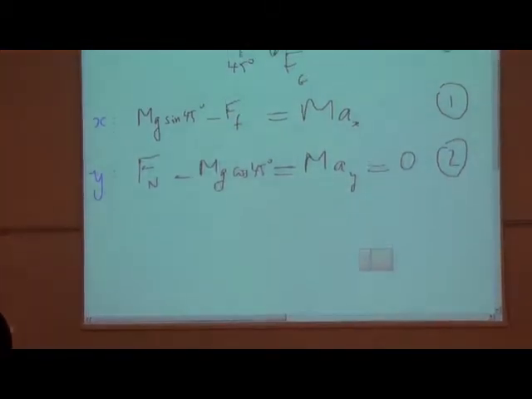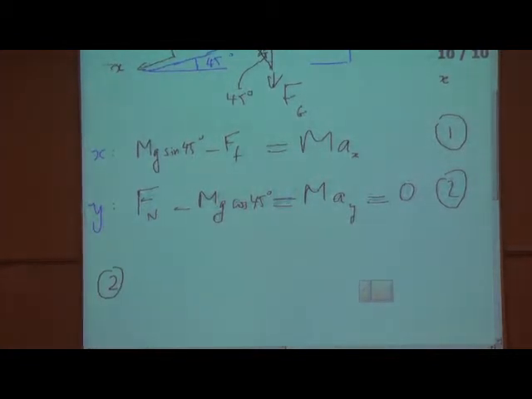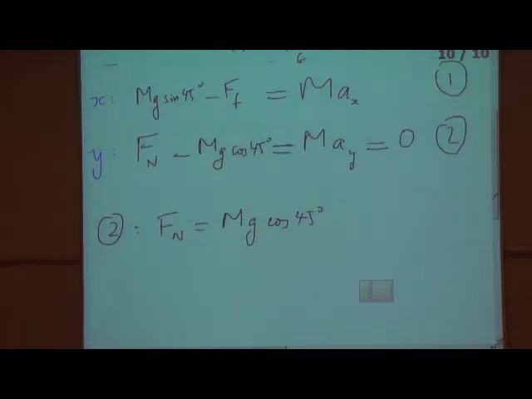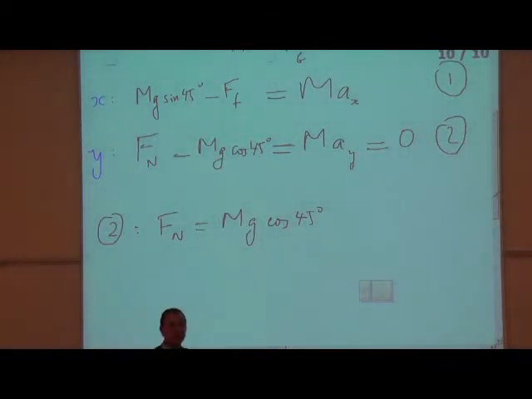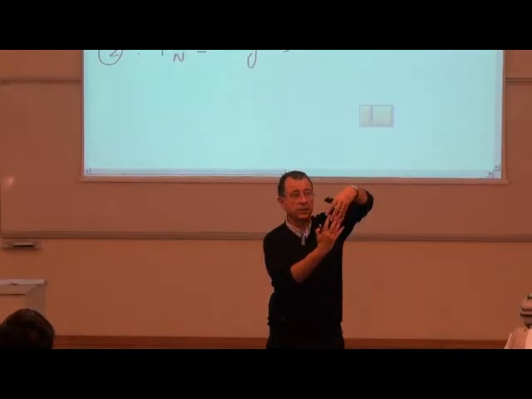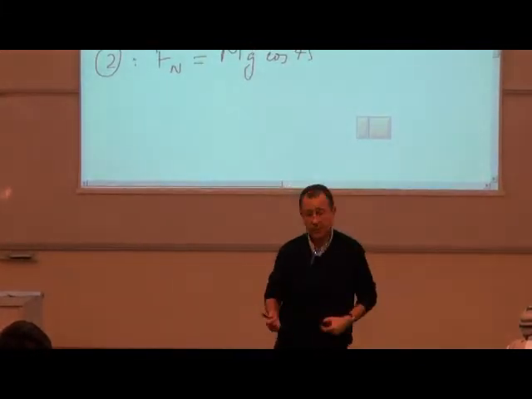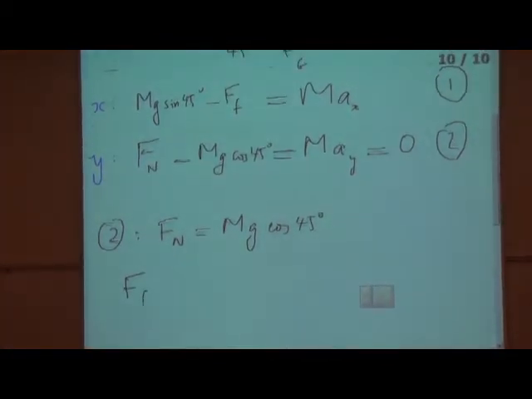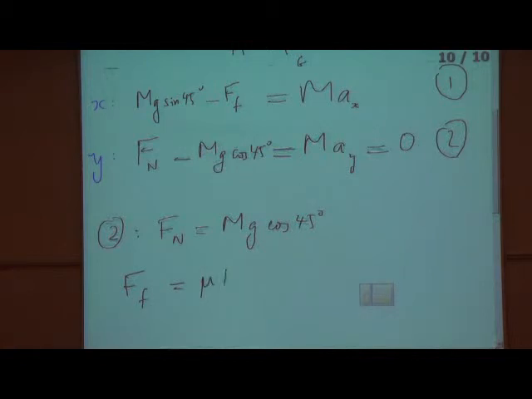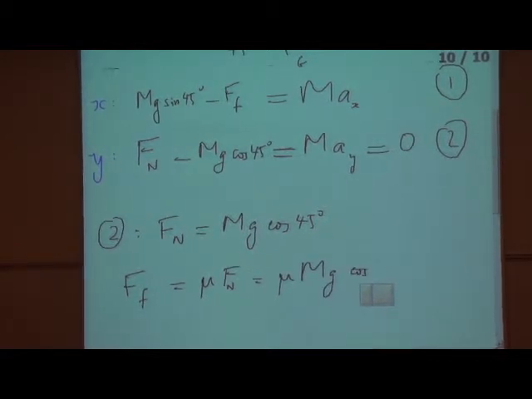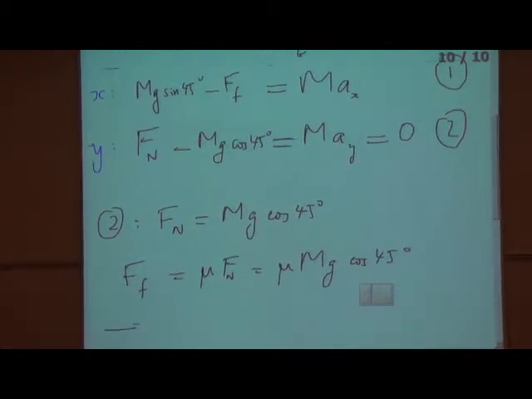Okay, now let's go on. My equation 2 tells me Fn is just mg cos 45 degrees. So I've got Fn, the normal force. Now, I just learned that if I know the normal force in this kind of problem, I know friction, because the more normal force there is, the more friction there is. Okay? So I can immediately go to my equation 1, with the magnitude of the friction force equals mu times Fn equals mu times mg cos 45 degrees.